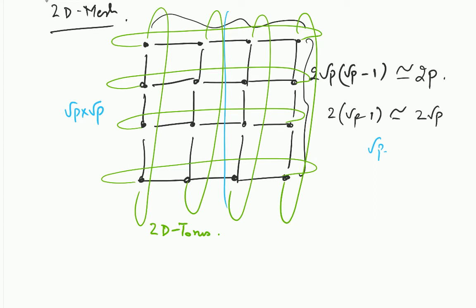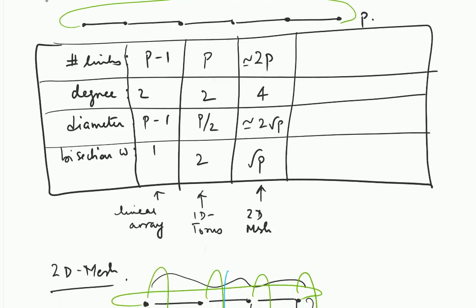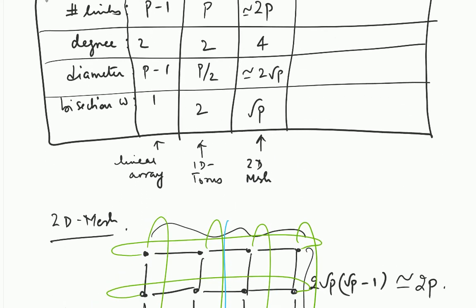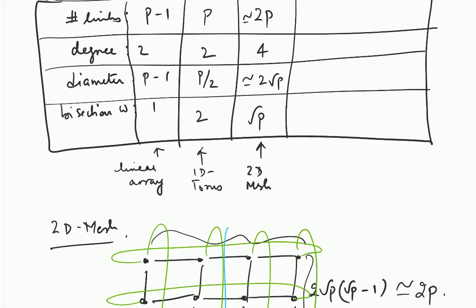Okay, so I set up this 2D torus, added the wraparound links. What changes? What about the number of links? Well, just a few more links got added, not much, right? So actually it turns out to be about 2p only, right? Roughly 2p. Of the order of 2p. Degree is still 4, yeah.